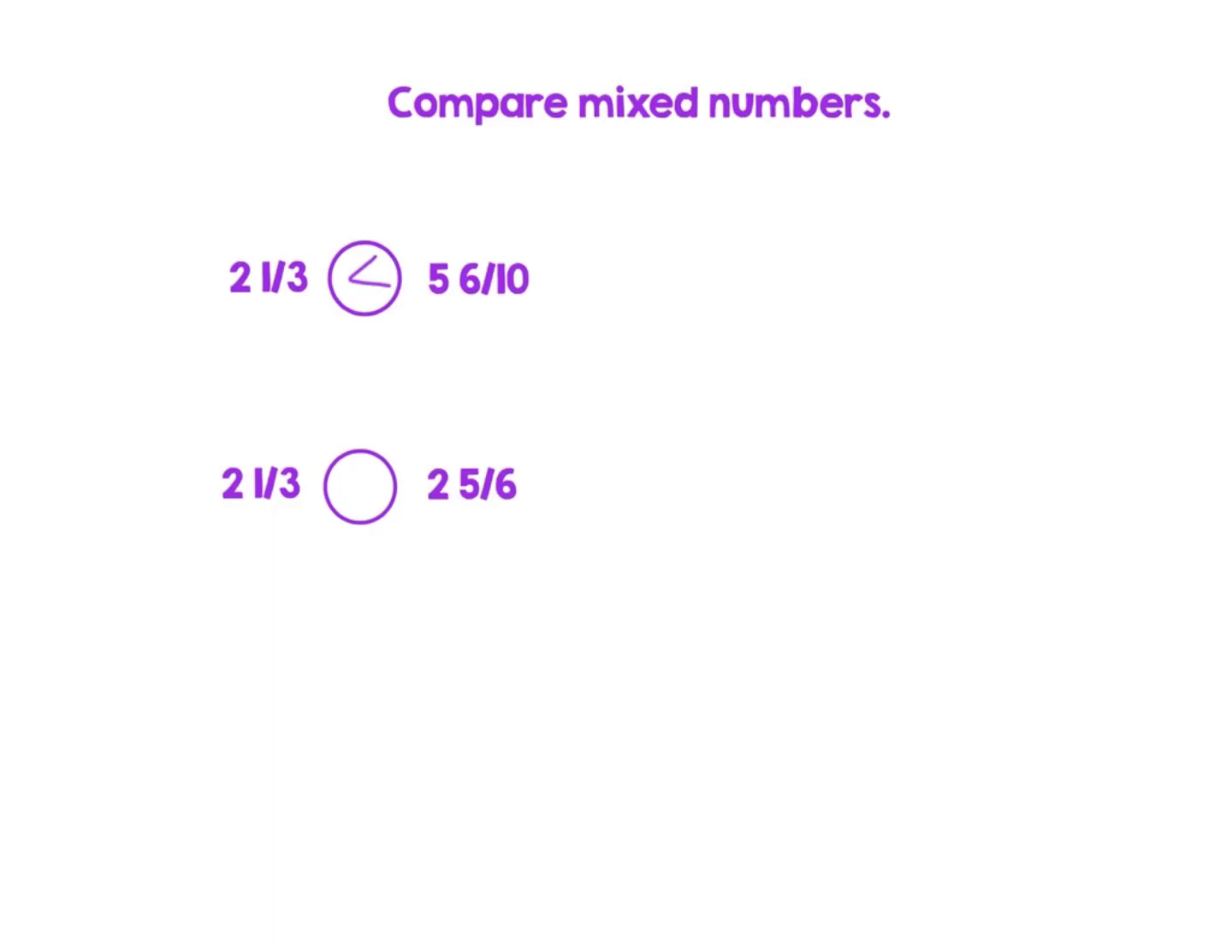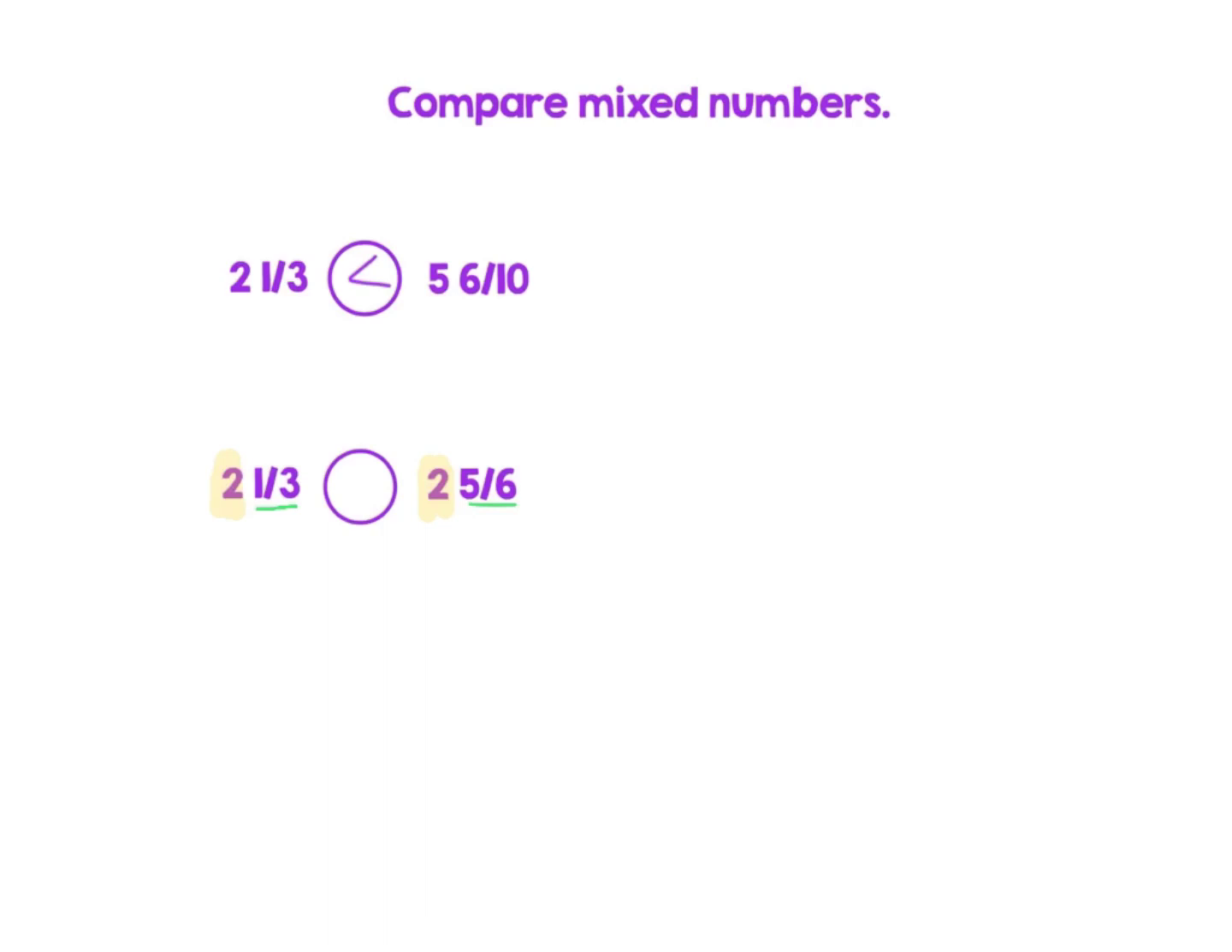Now, if I look at my next problem to compare, I have 2 and 1/3 compared to 2 and 5/6. You can see that my whole numbers are the same. We're going to look at those first. My whole numbers are the same. Now I have to compare the fraction part. And I can't compare fractions that don't have like denominators. So I need to find a common denominator for 1/3 and 5/6.